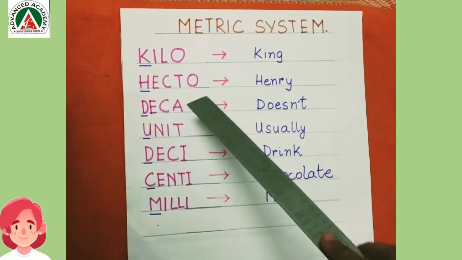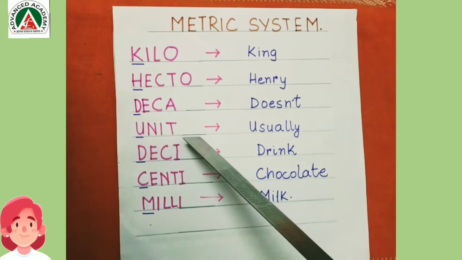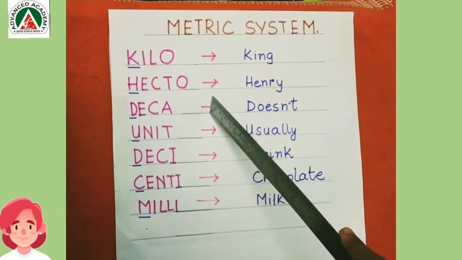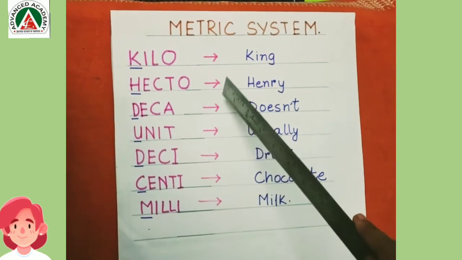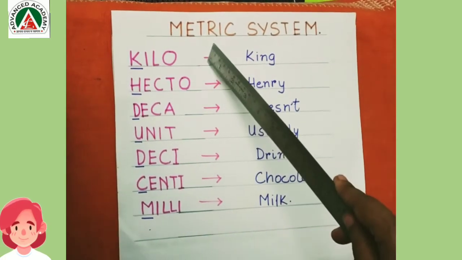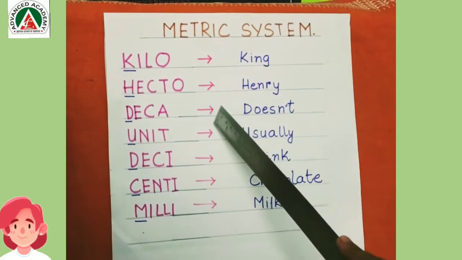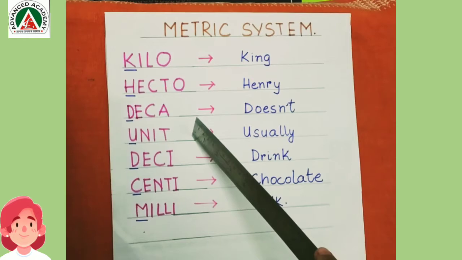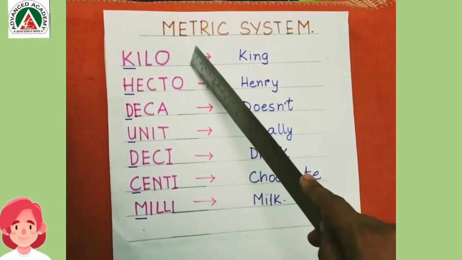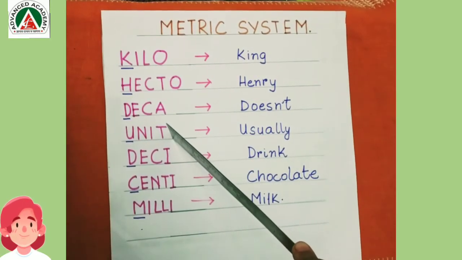Similarly, a deca means 10 times a base unit. Hecto is 10 times deca or 100 times the base unit. And kilo is 10 times hecto or 1000 times the base unit. This is why we say 1 kilometer is equal to 1000 meters.